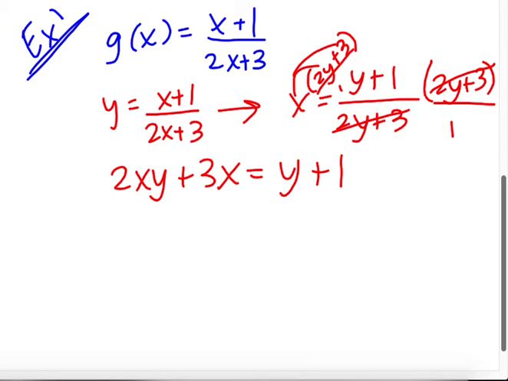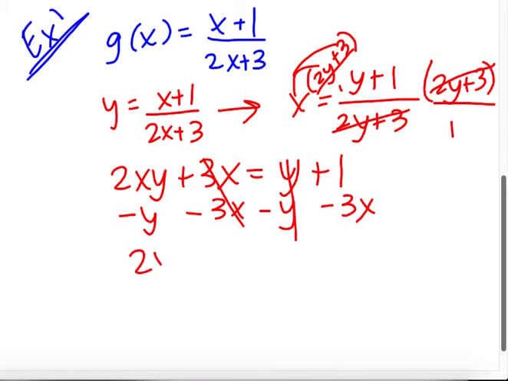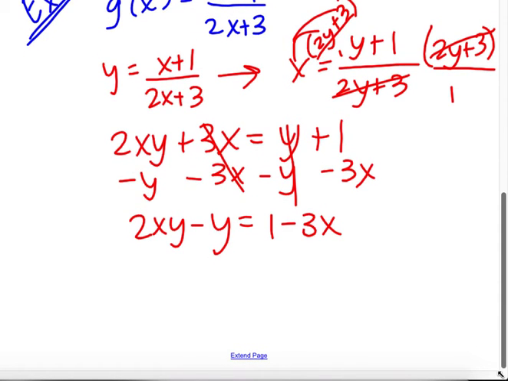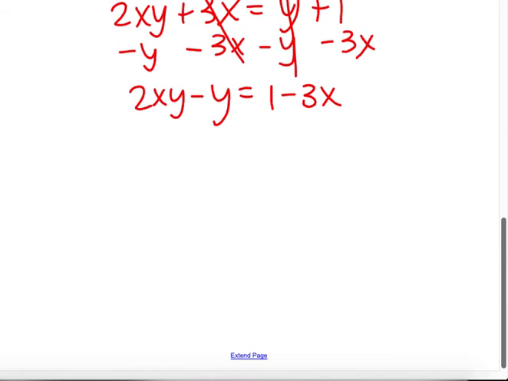And now I want to get every term that has a y in it on the same side and every term that doesn't on the other side. So I'm going to subtract y from both sides, and then I'm going to subtract 3x from both sides. So that's going to cancel right there, that's going to cancel right there. So I'm going to have 2xy minus y equals, you can have it written out either way, 1 minus 3x.